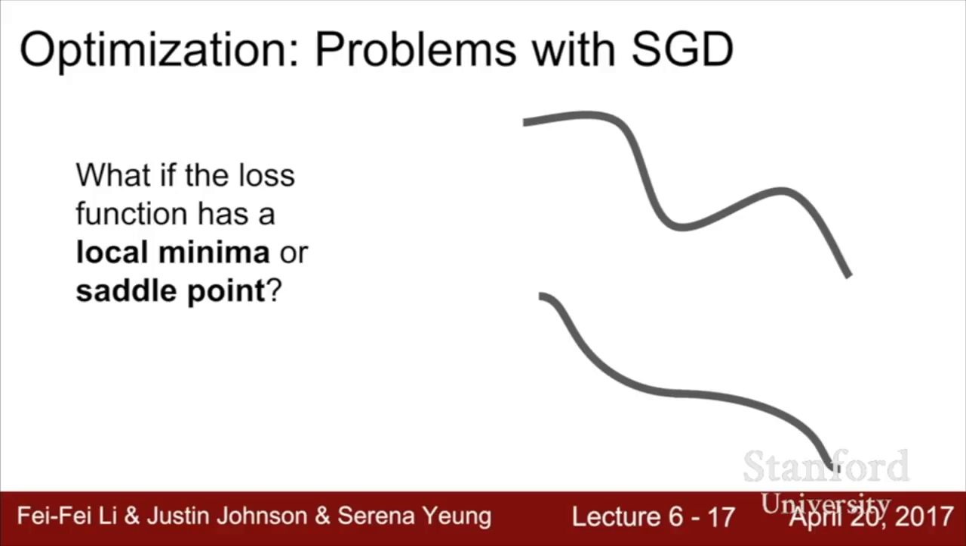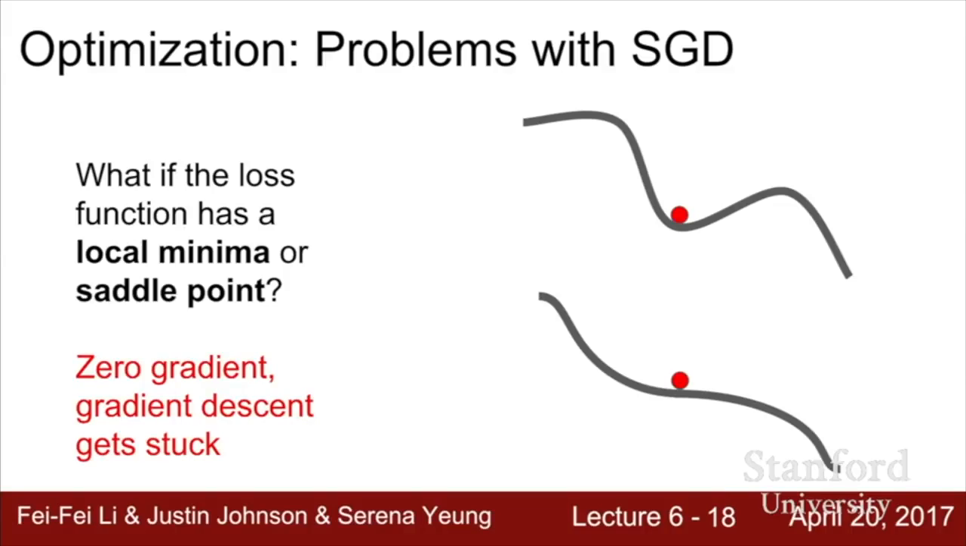Yeah, so in this situation, SGD will get stuck because at this local minima, the gradient is 0 because it's locally flat. And now remember, with SGD, we compute the gradient and step in the direction of the opposite gradient. So if at our current point, the opposite gradient is 0, then we're not going to make any progress and we'll get stuck at this point.